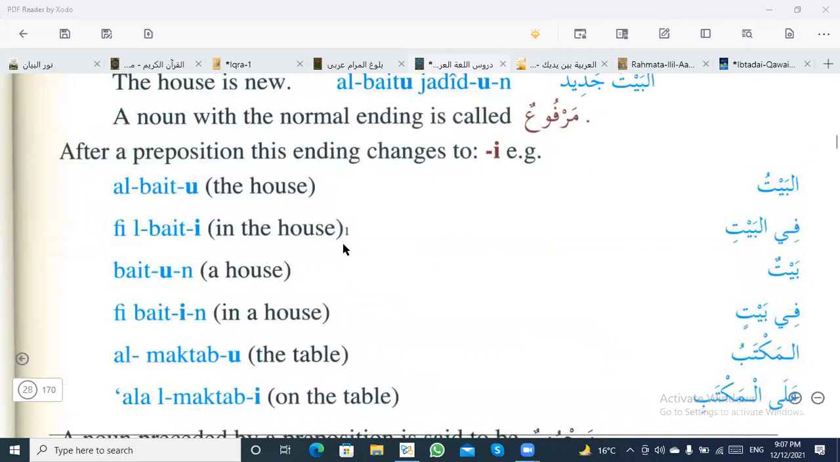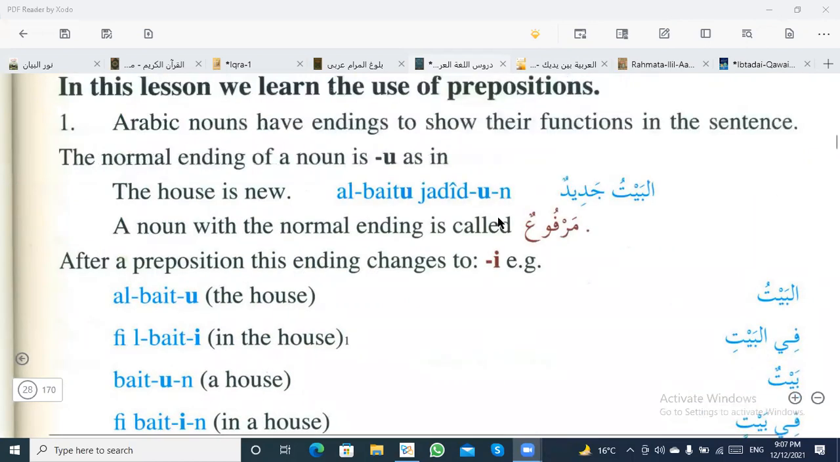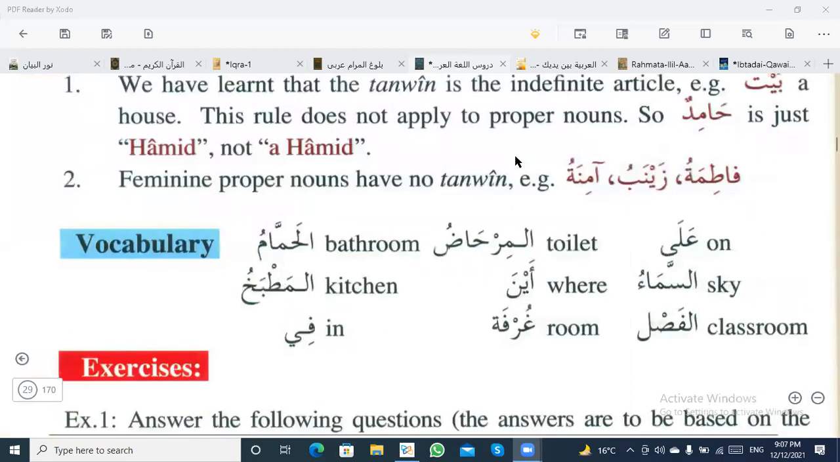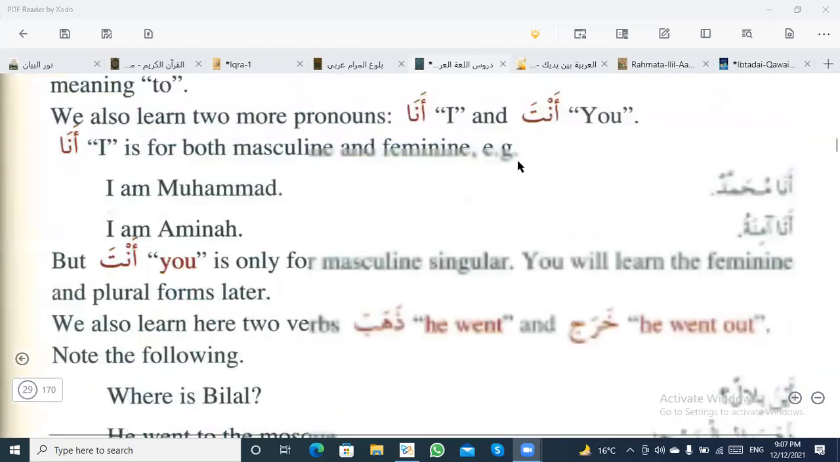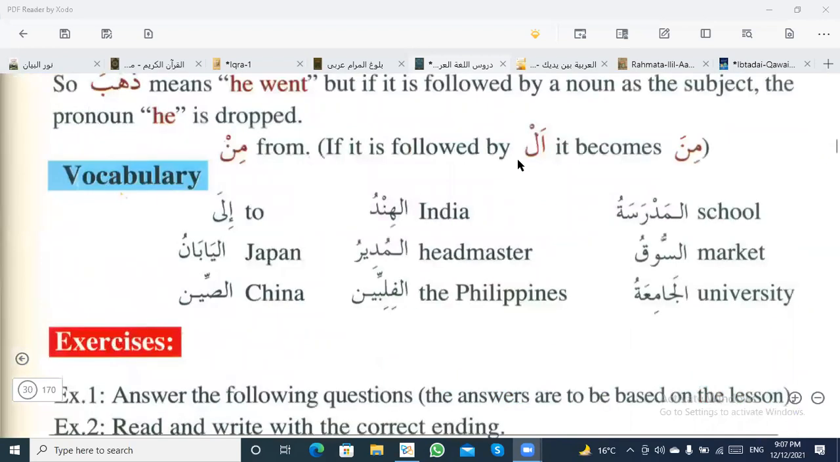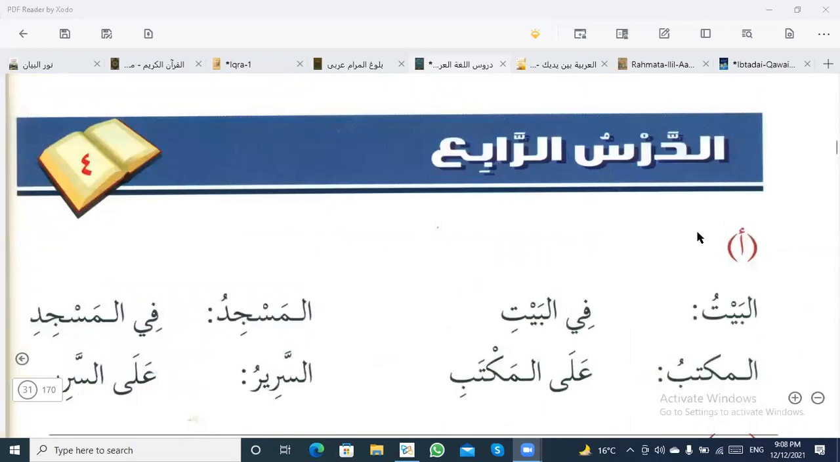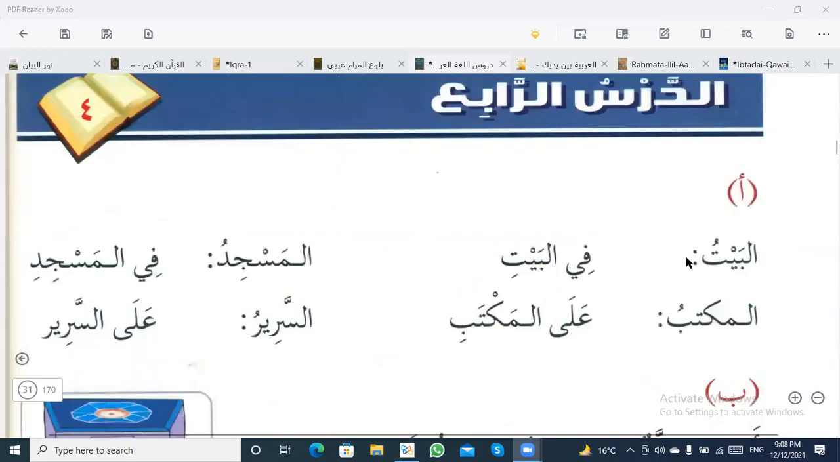Sister Yasmin. She is not available. Okay, now we will start. Okay, fourth lesson. Sister, you.